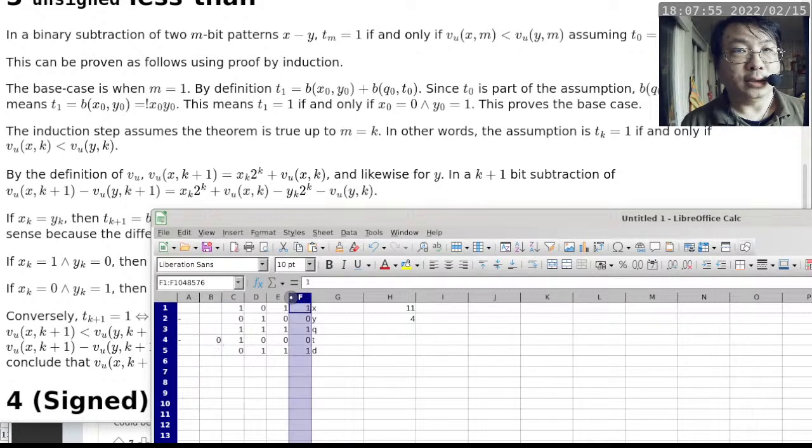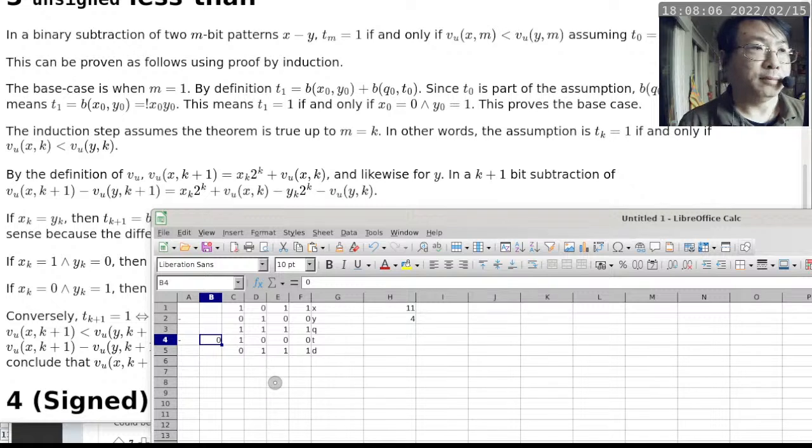This is bit 0. This is bit 1, bit 2, bit 3, and this is bit 4. So if you want to look at T4, we're looking at this particular bit here. That is correct. Thank you, Omer. So are we good after that little confusion?